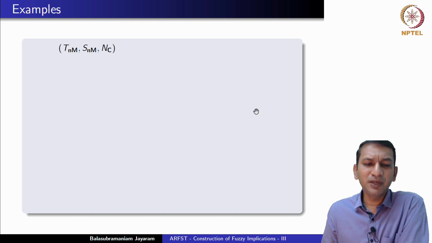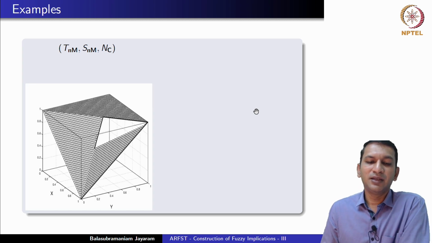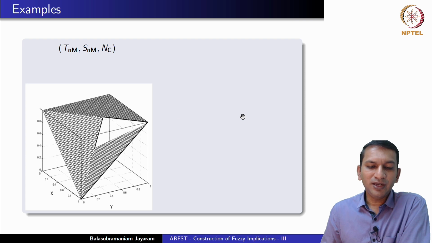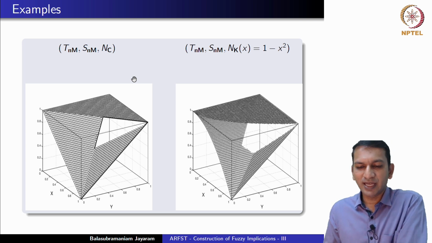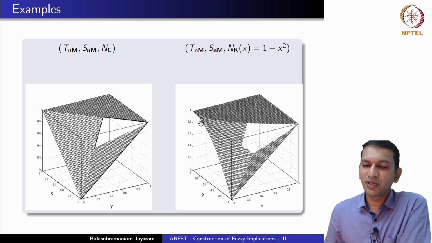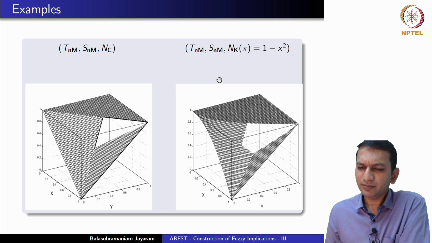If you take this triple, nilpotent minimum T-norm, nilpotent maximum T-conorm, and then classical negation, you get such a fuzzy implication. Once again, it has the ordering property. And similarly is the case with this. Of course, it does not have the ordering property. It has IP, NP, and the natural negation is 1 minus x squared.